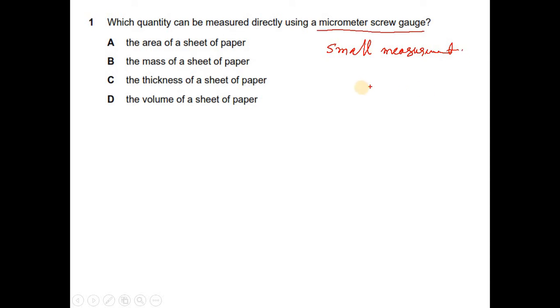Very small measurements, like the thickness of a paper sheet, or the area of a wire, cross sectional area in fact. If you have a very small object, you can find the thickness or diameter of a wire using a micrometer screw gauge. So the area of the paper sheet we don't need. In all these options we have the thickness of the sheet of paper. The best suitable device is the micrometer screw gauge, so the option is C.